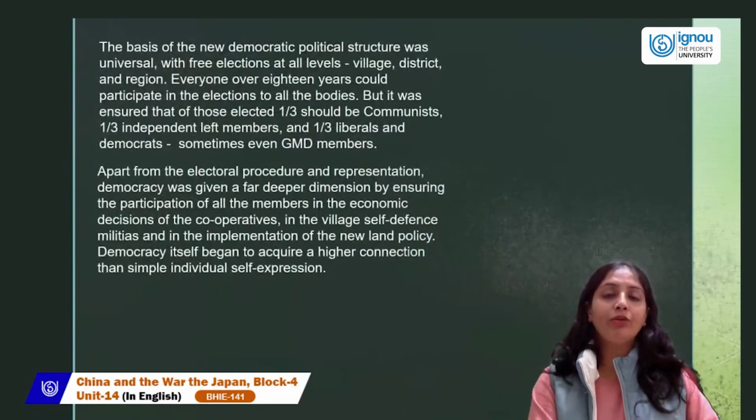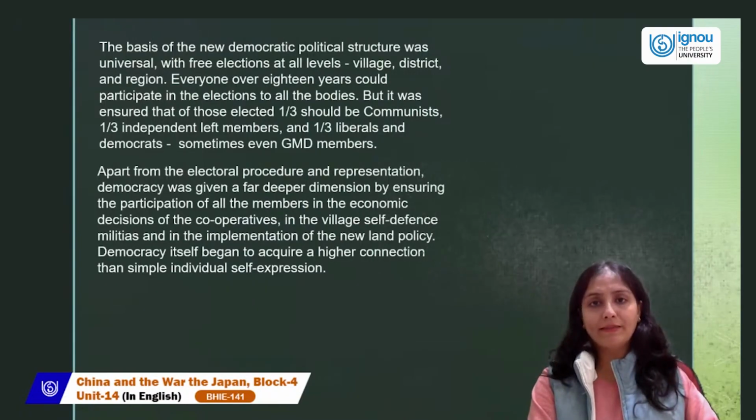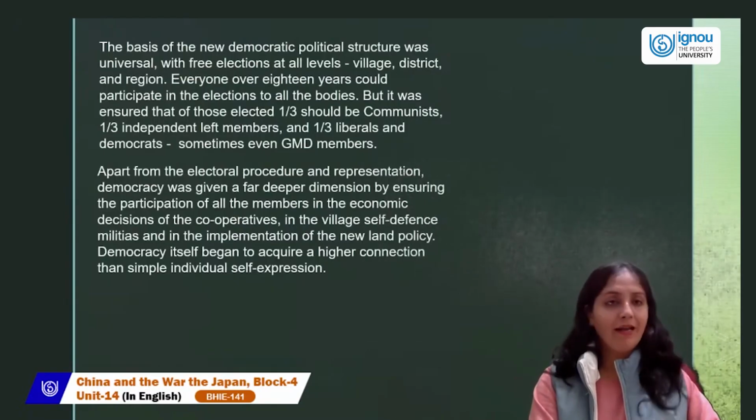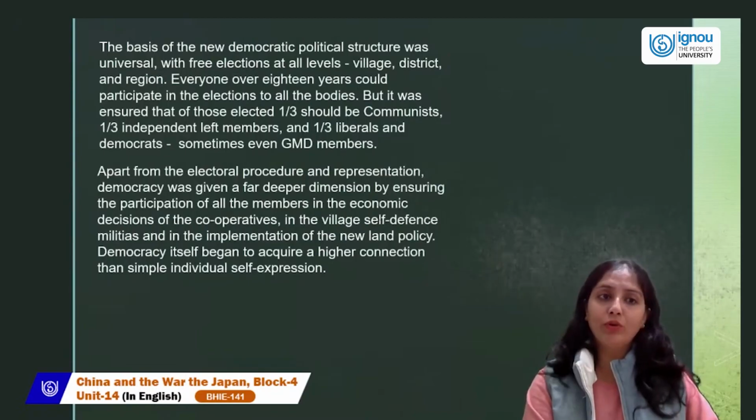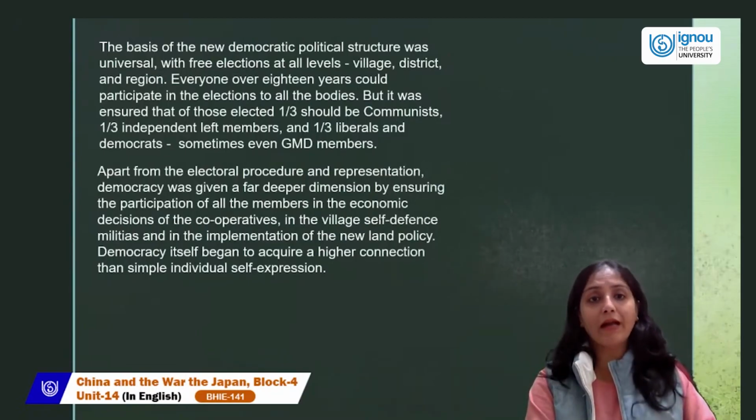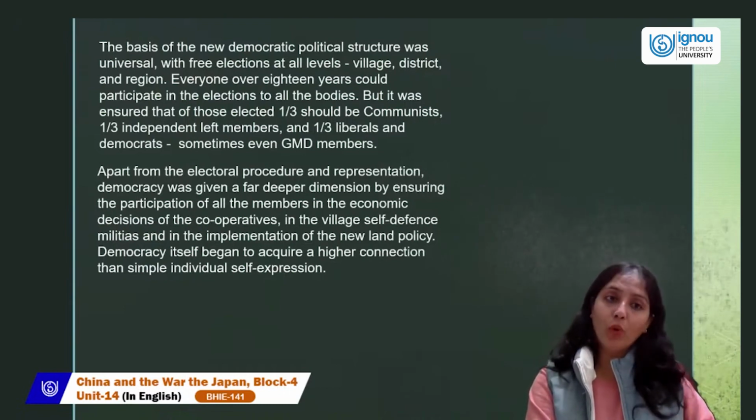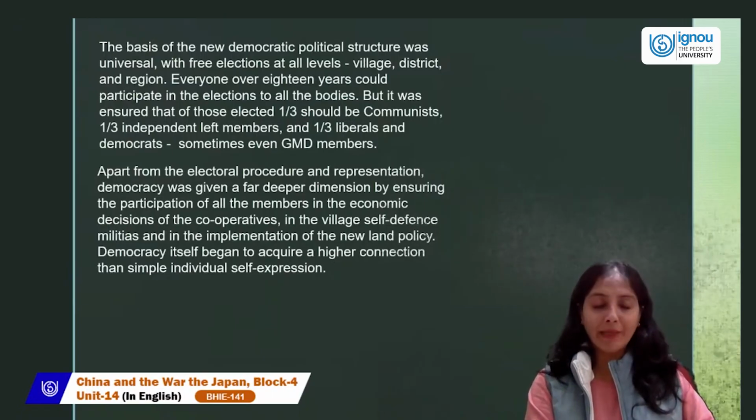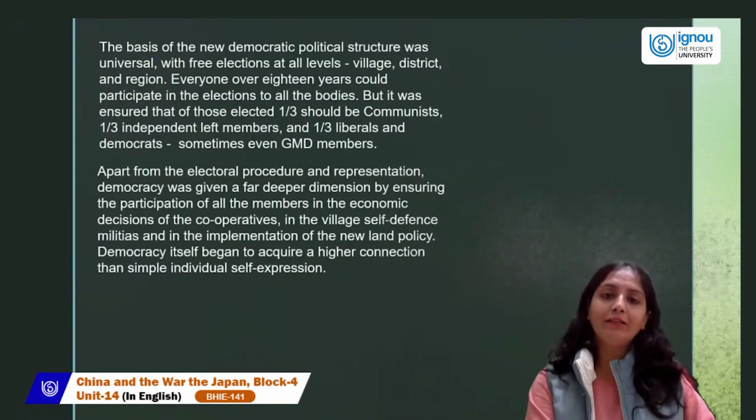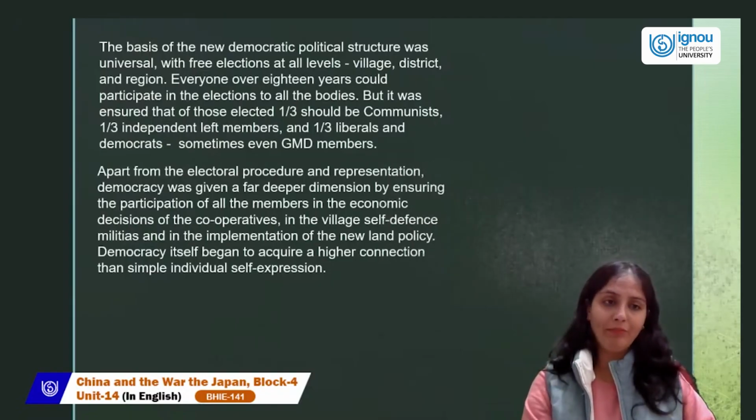The basis of the new democratic political structure was universal, with free elections at all levels: village, district, and region. Everyone over 18 years could participate in elections to all the bodies, but it was ensured that of those elected, one third should be communist, one third independent left members, and one third liberals and democrats, sometimes even Kuomintang members.